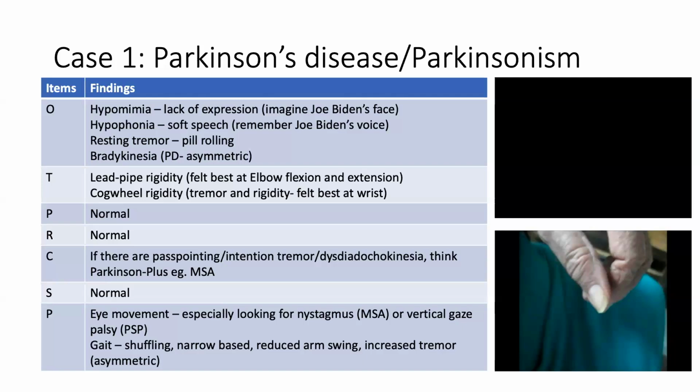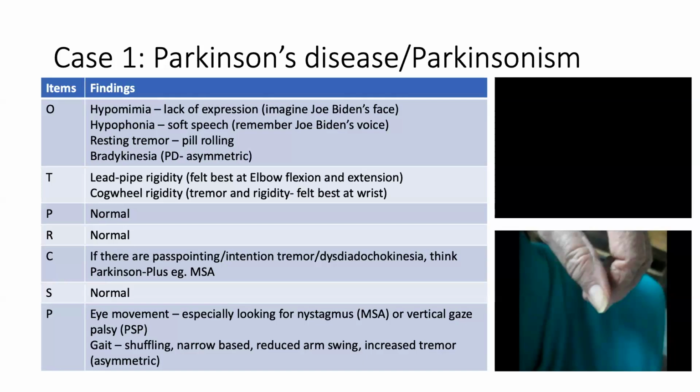So once you confirm that this patient has Parkinsonism, you want to ask yourself, is there something more than just idiopathic Parkinsonism, a Parkinson's disease? For example, you look for eye movement, look for nystagmus. If there is nystagmus, you can think of something like MSA, which is associated with cerebellar syndrome. Or if there is a vertical gaze palsy, especially upward gaze palsy, you want to think of something like PSP.